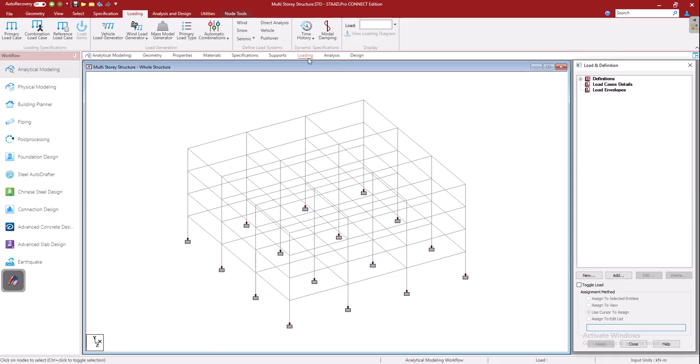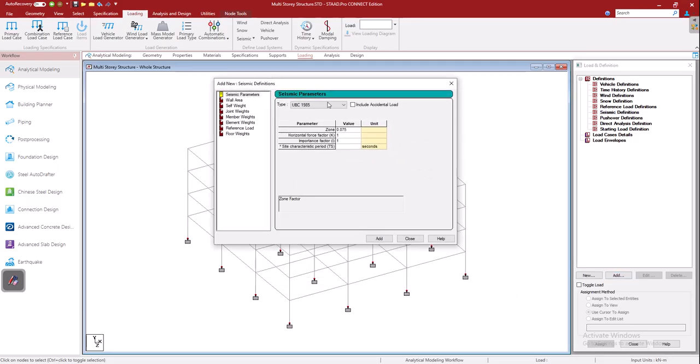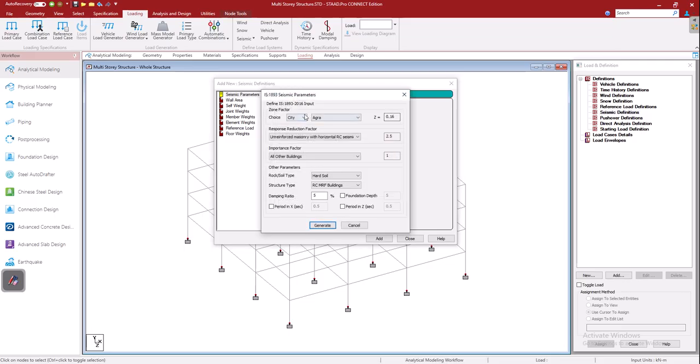So the major part comes out in loading. In loading, when we are performing seismic analysis, we must always go for this definition part. Since we are doing a seismic definition, I am considering this seismic definition. Here I will take the code IS 1893 part 1 2016, so that I can input all the seismic parameters. Here in this part I have considered the zones. Zone is 3, as we have discussed.